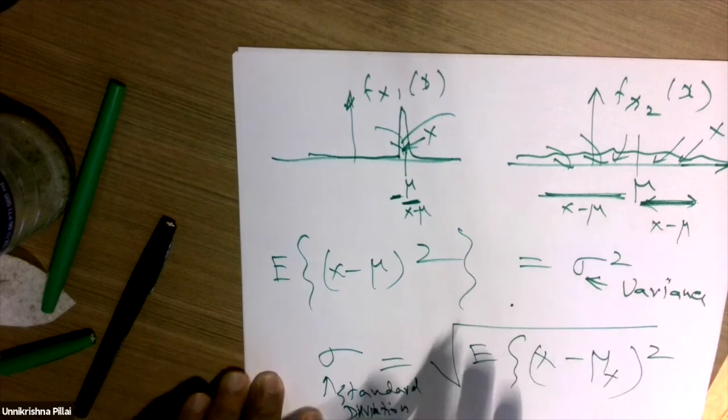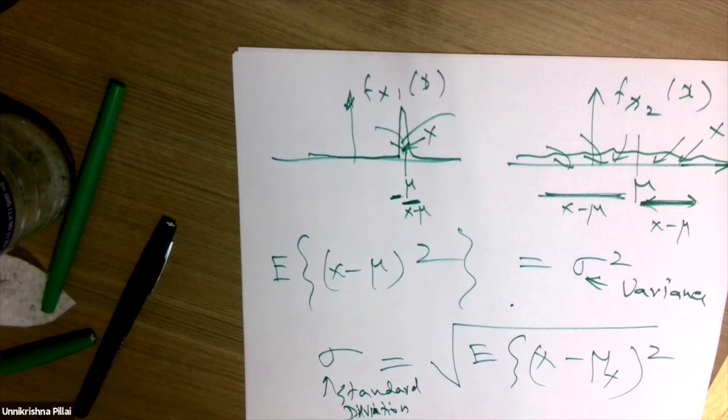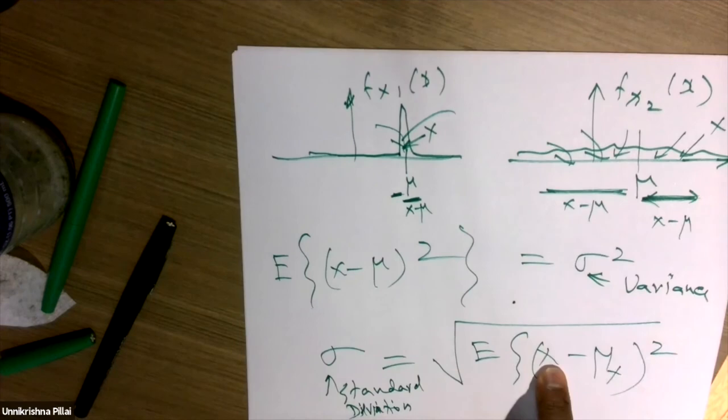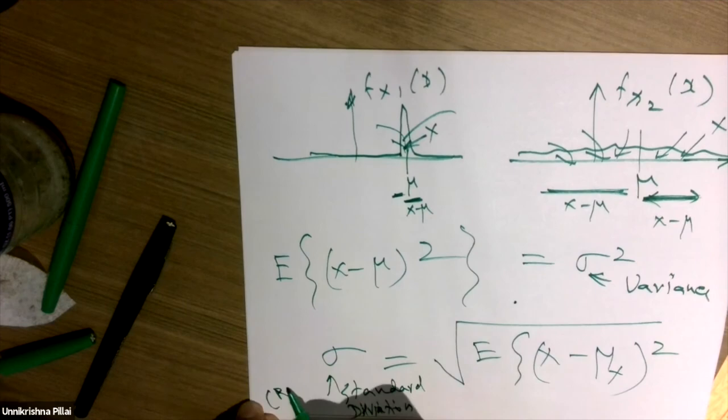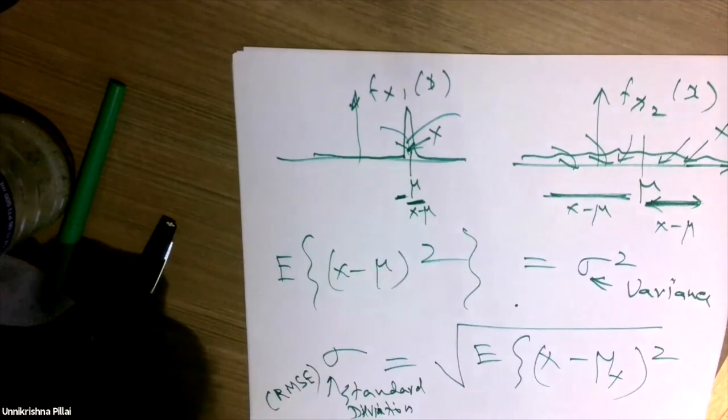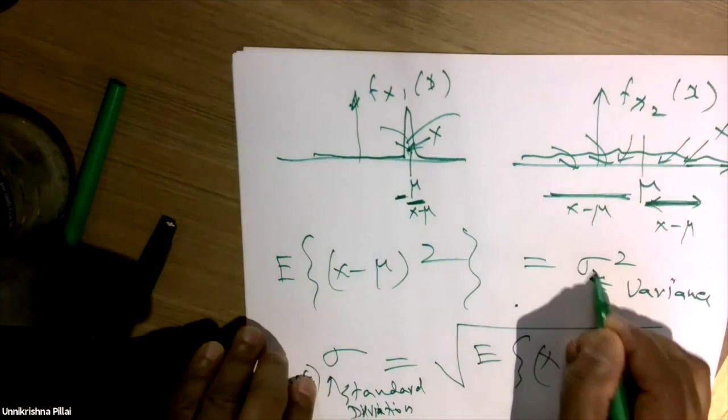So I hope you get the idea. It is because you want to get a measure for the deviation. One is like the mean squared error. The other is the square root of the mean squared error, the root mean square error. Standard deviation is like the root mean square error. All the four terms are there, right? Root mean square error, RMSE, whereas this is just the mean square error. So your problem is to find the mean and variance for these random variables.